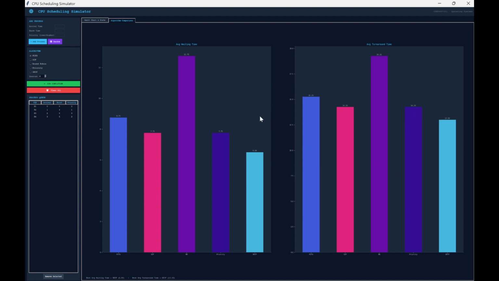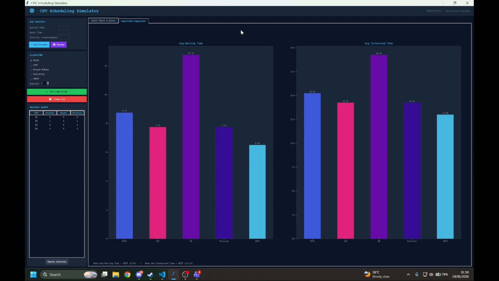So now I'll hand it over to the next person to walk through our AI usage. For this project, we used DeepSeek as our AI assistant. We used it for three specific parts of the code base. First, the round-robin queue ordering logic.